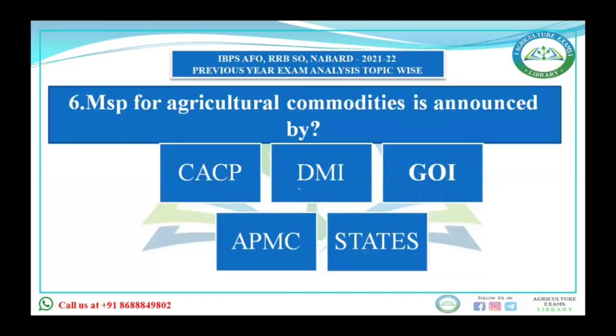MSP of agriculture commodities is announced by. The question is, announced by. See, we have already given you a video regarding the MSP. We have given a detailed explanation. You can see it in our YouTube video. But for now, you must know that the MSP of agriculture, this minimum support price, is generally recommended by CACP, but it is announced by the government of India.